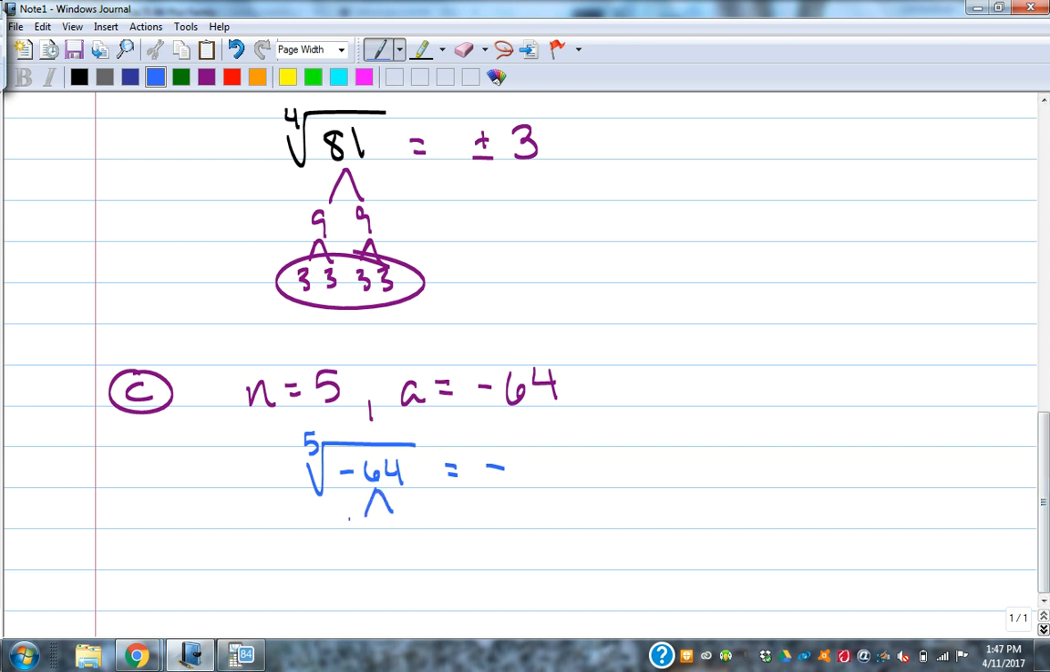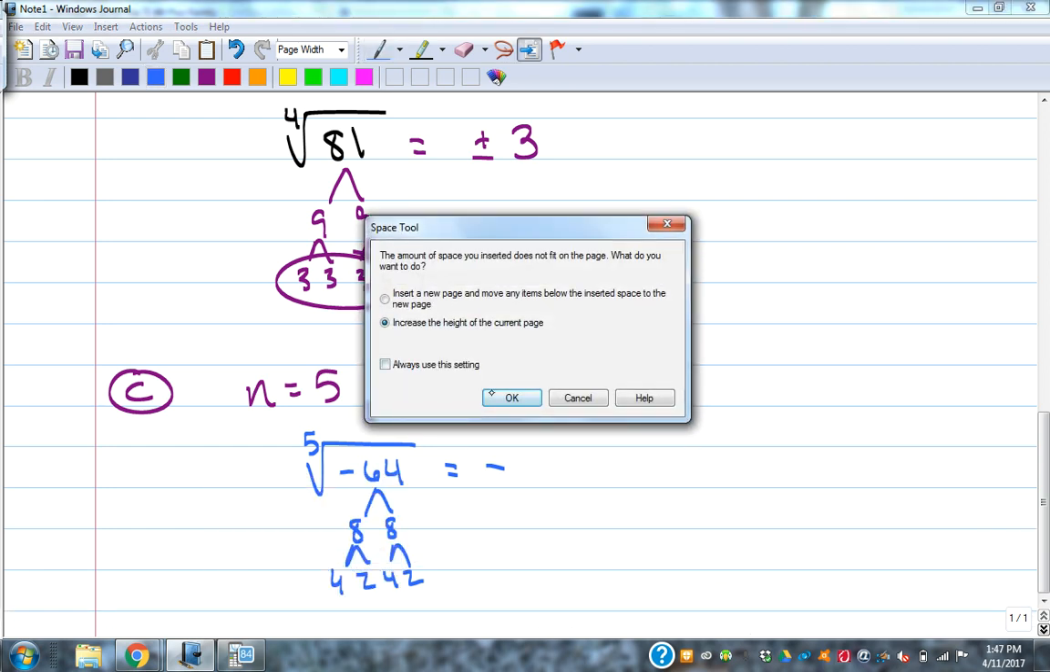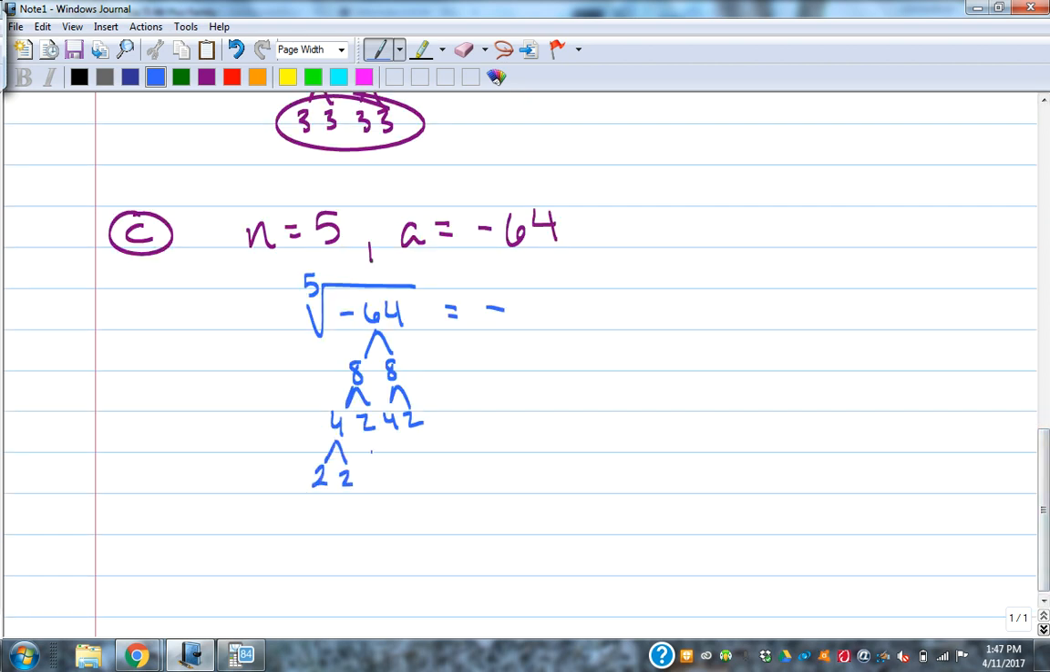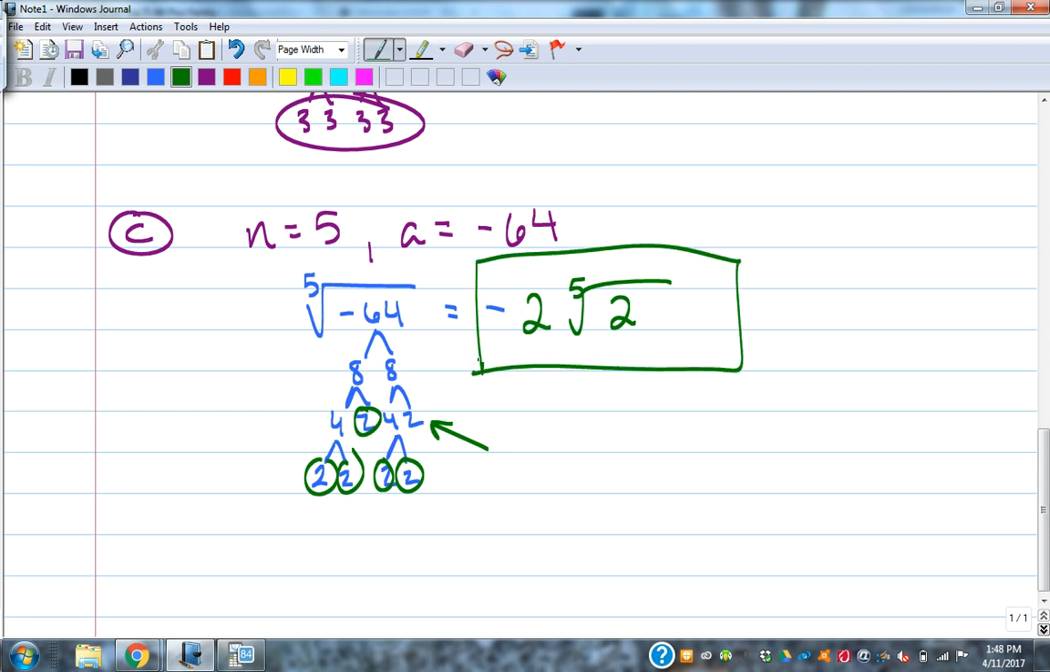So if I did the factor tree for 64, it'd be 8 and 8, 4 and 2, 4 and 2. 4 is 2 and 2. A lot of 2s there, but we're looking for a set of how many? Set of 5. 1, 2, 3, 4, 5. There's five 2s. So that's the 2 that comes out. What's not part of that set? This 2 right here. So what's left over is the fifth root of 2. So it's a negative 2, fifth root of 2.